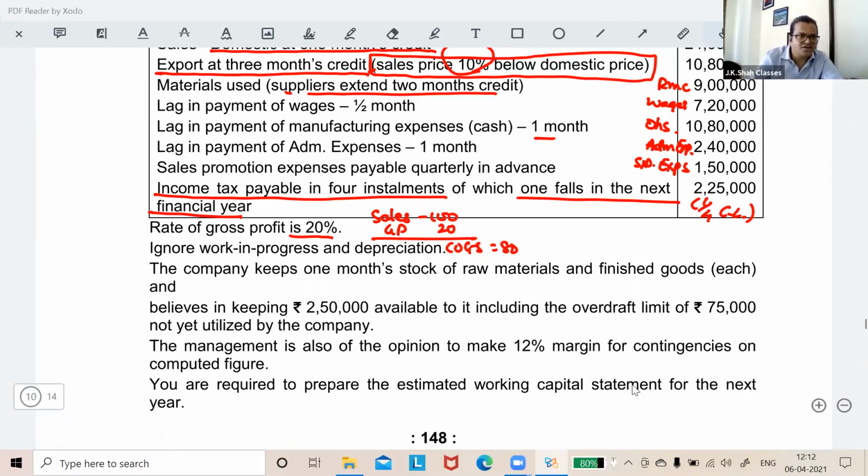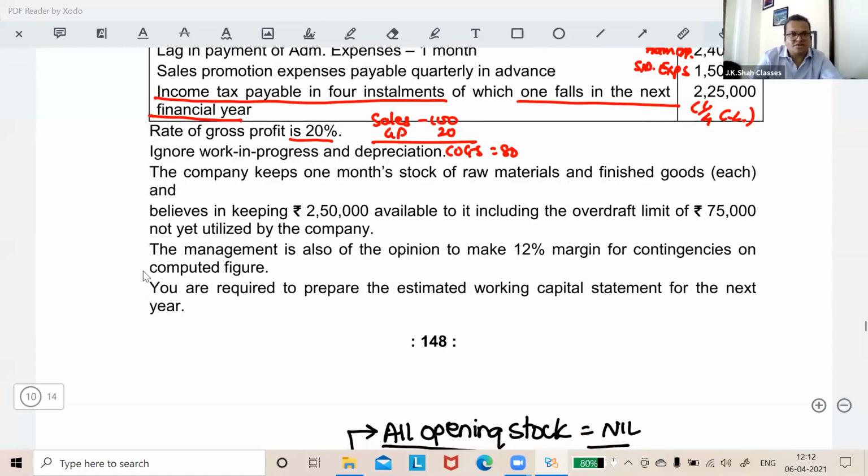Profit only gets affected. COGS remains the same. Yes, okay. Ignore WIP and depreciation. Ignore them. The company keeps 1 month stock of raw material and finished goods. So in current assets, we'll write raw material stock and finished goods stock, for 1 month.